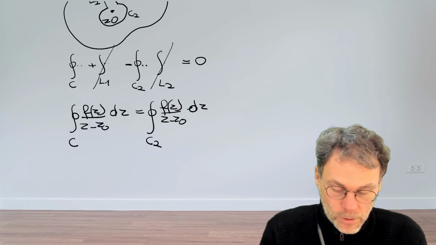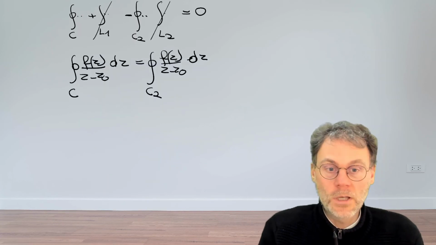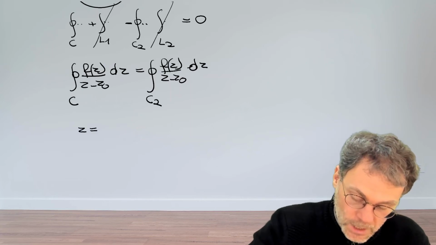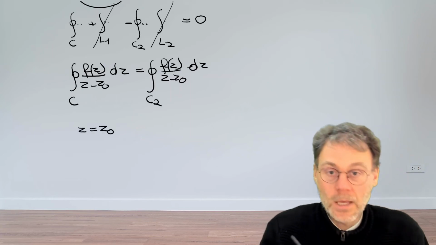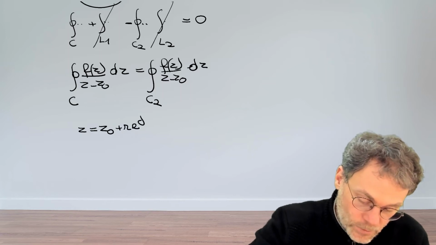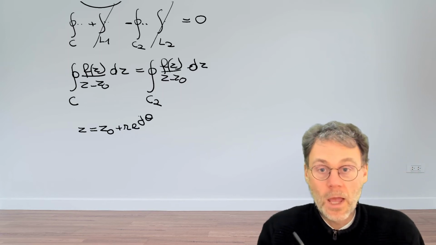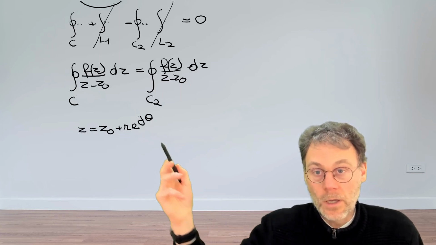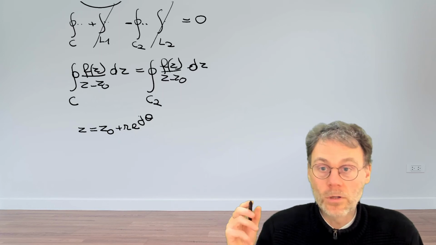So what's the parameterization we're going to use? We need to parameterize a little circle around z0. So we're going to say that z on that contour is equal to z0 plus r exponential j theta, and theta will run from 0 to 2 pi. Okay, so this is the parameterization we're going to use.